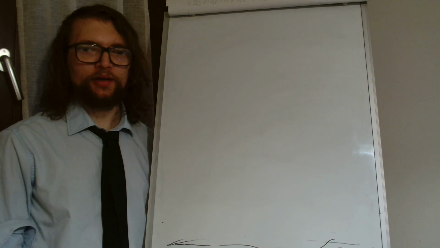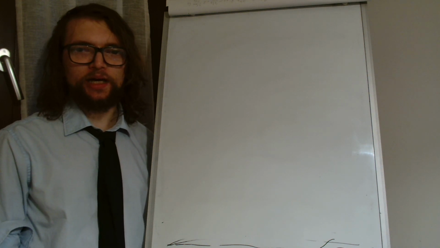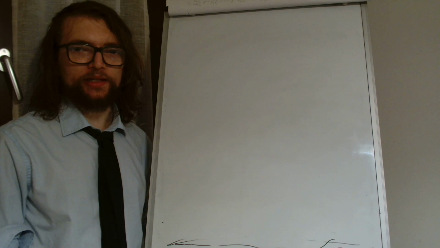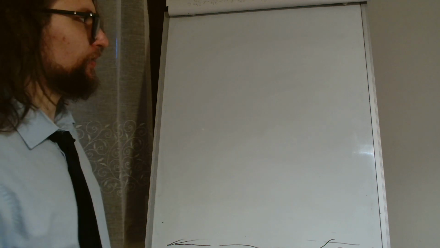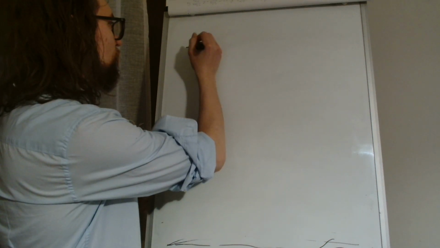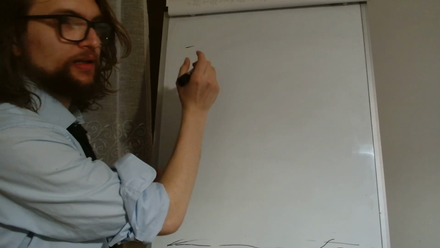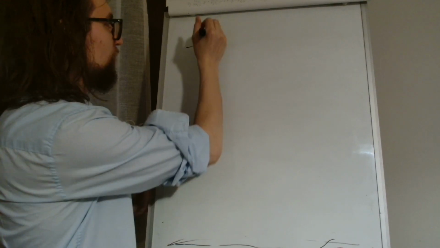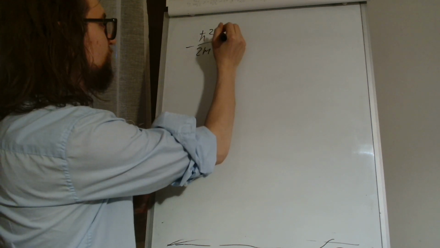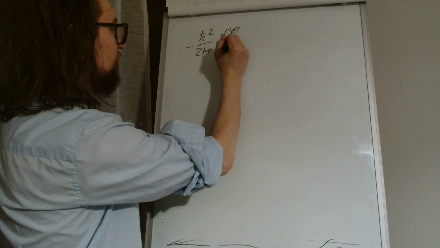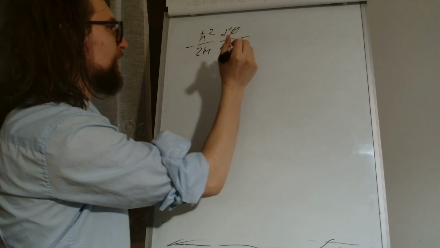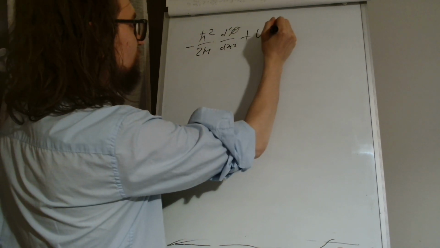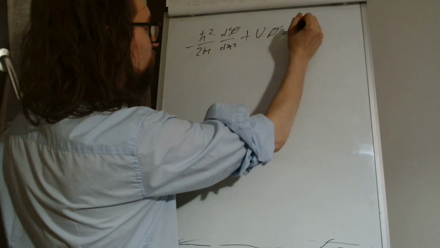Hello, today we are going to solve the quantum harmonic oscillator in one dimension. So we're going to consider the one-dimensional time-independent Schrödinger equation. It's ħ² divided by 2m, and here we have our potential energy times phi equals to W.